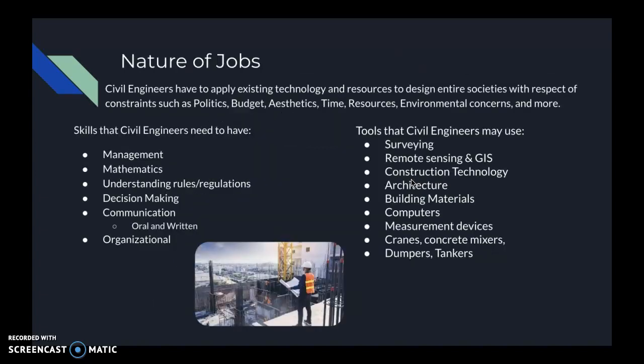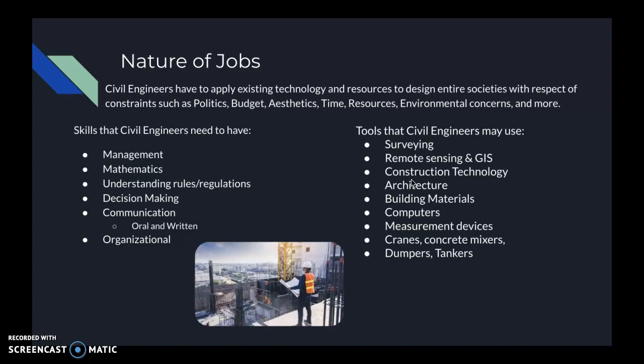So, nature of jobs. Civil engineers have to apply existing technologies and resources to build entire societies with respect to constraints such as politics, budgets, aesthetics, time, resources, environmental concerns, and more.